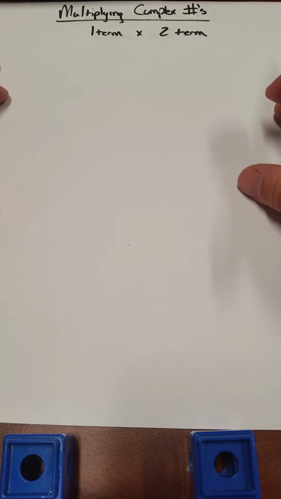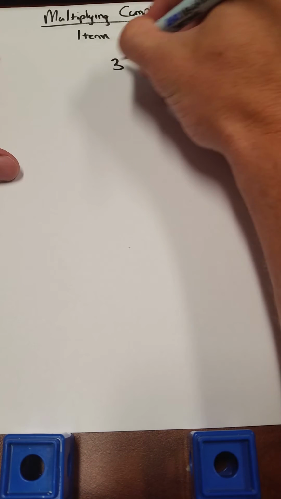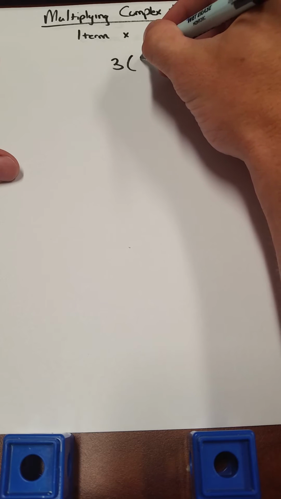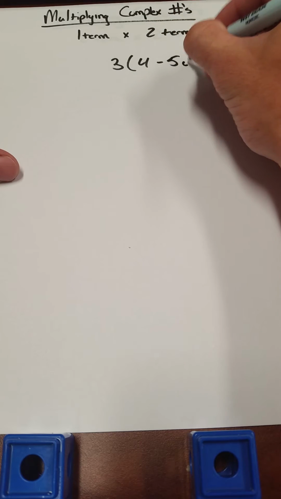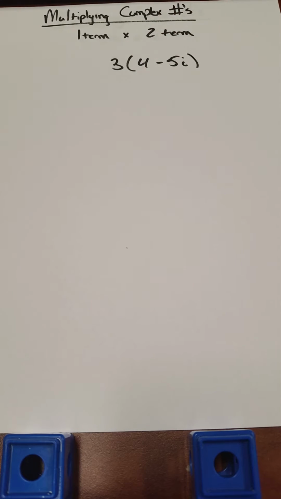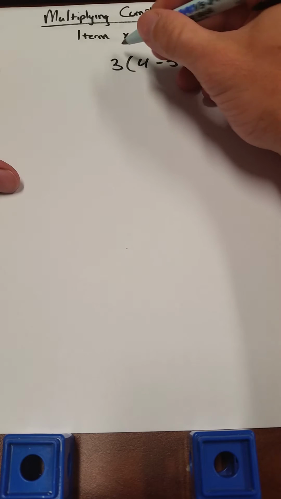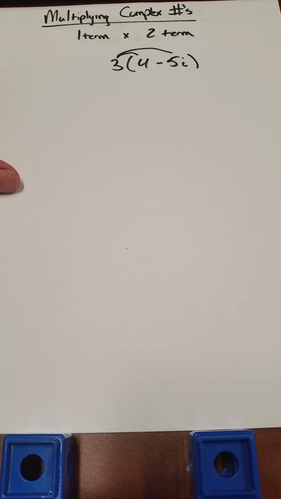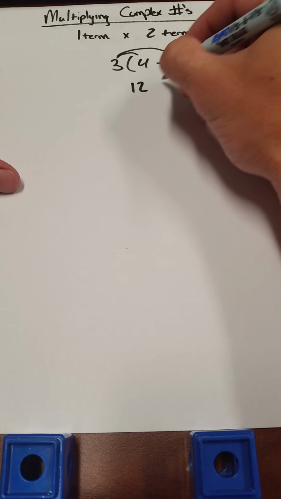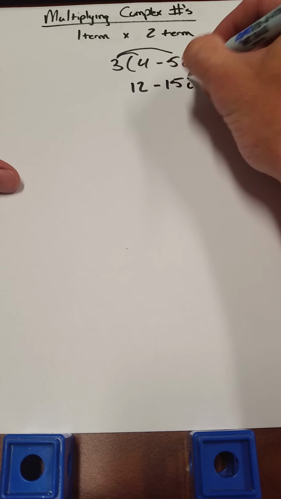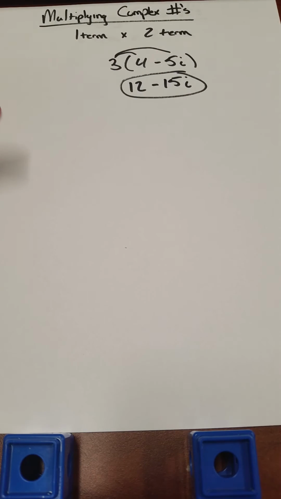So let's look at how we multiply complex numbers. A one-term type deal times two terms. So let's start off with an easy problem. Let's say it's 3 times 4 minus 5i. Well, we're going to treat this as distribution. You've done this before, nothing new here. Multiply that, so we get 12 minus 15i, and that's your solution. So no real tricks there. That's just distributing the 3 to each term, or rainbow method.